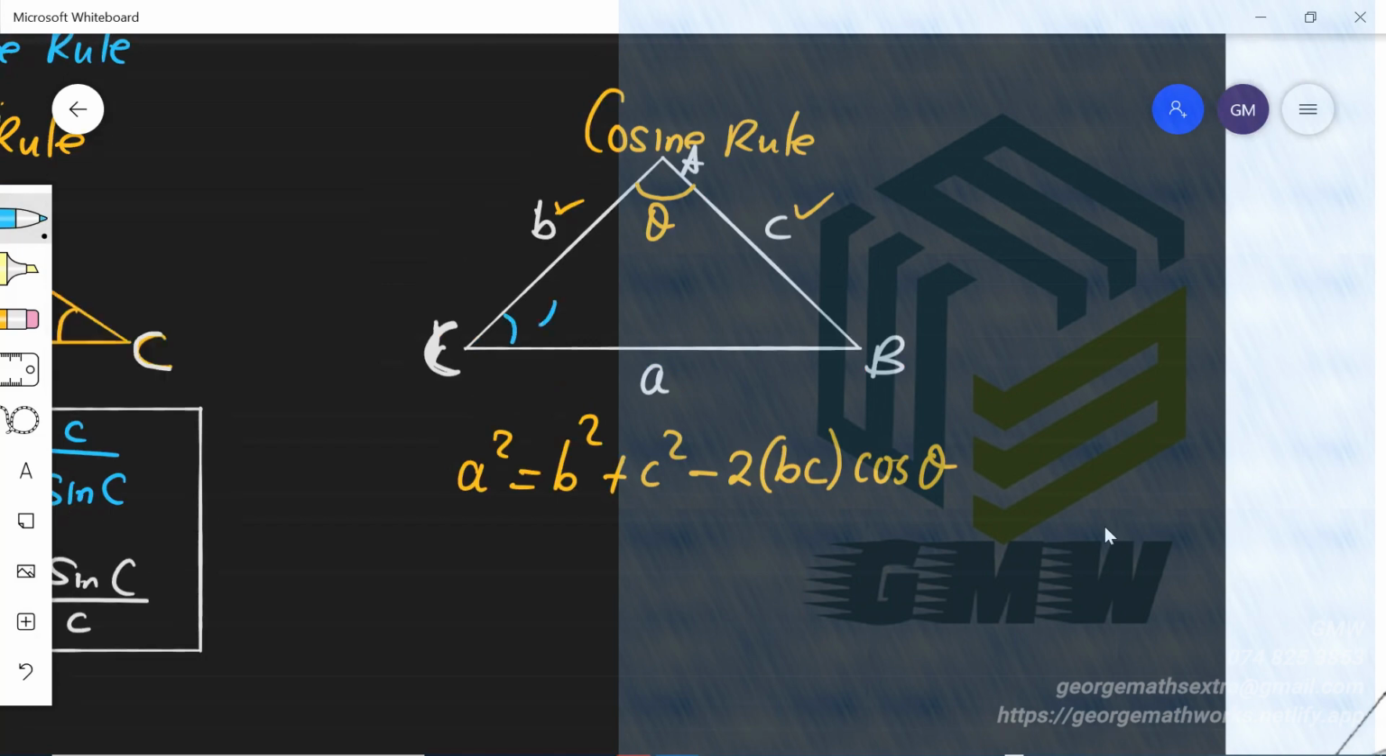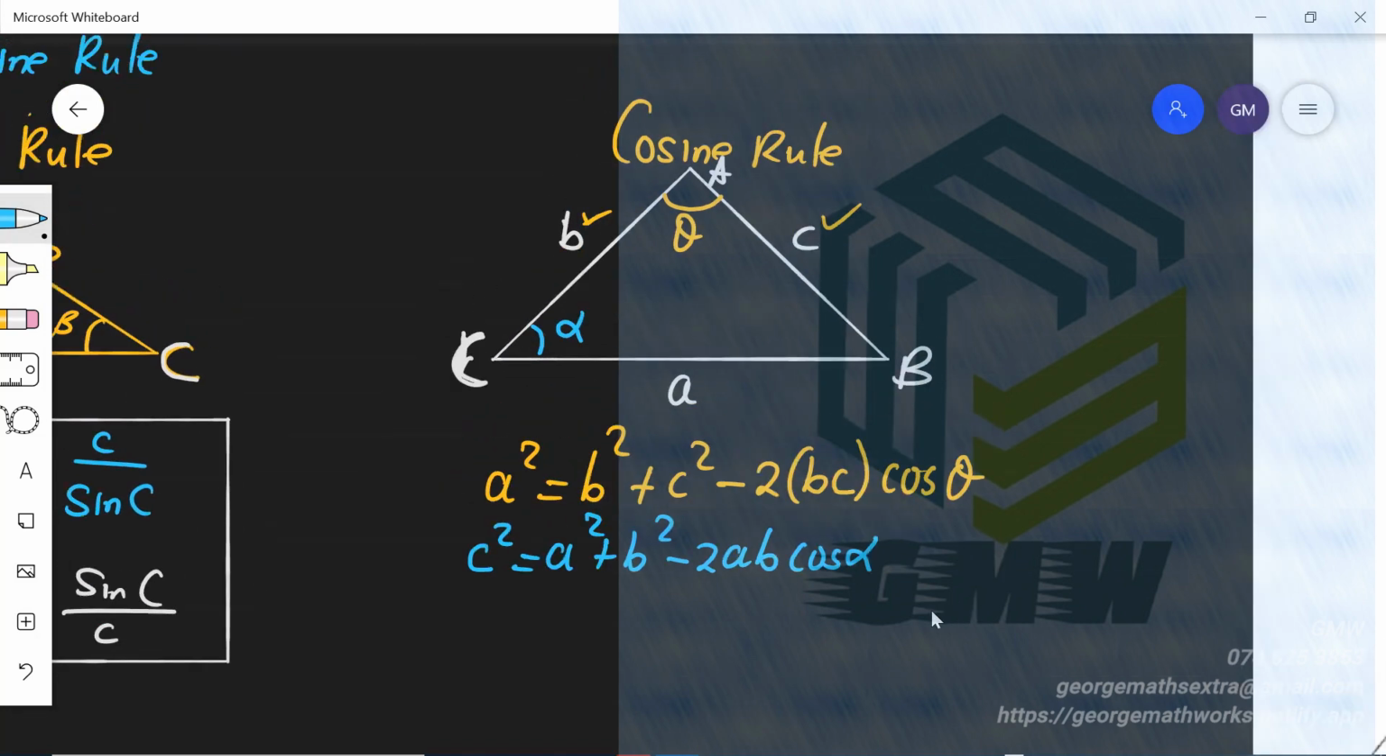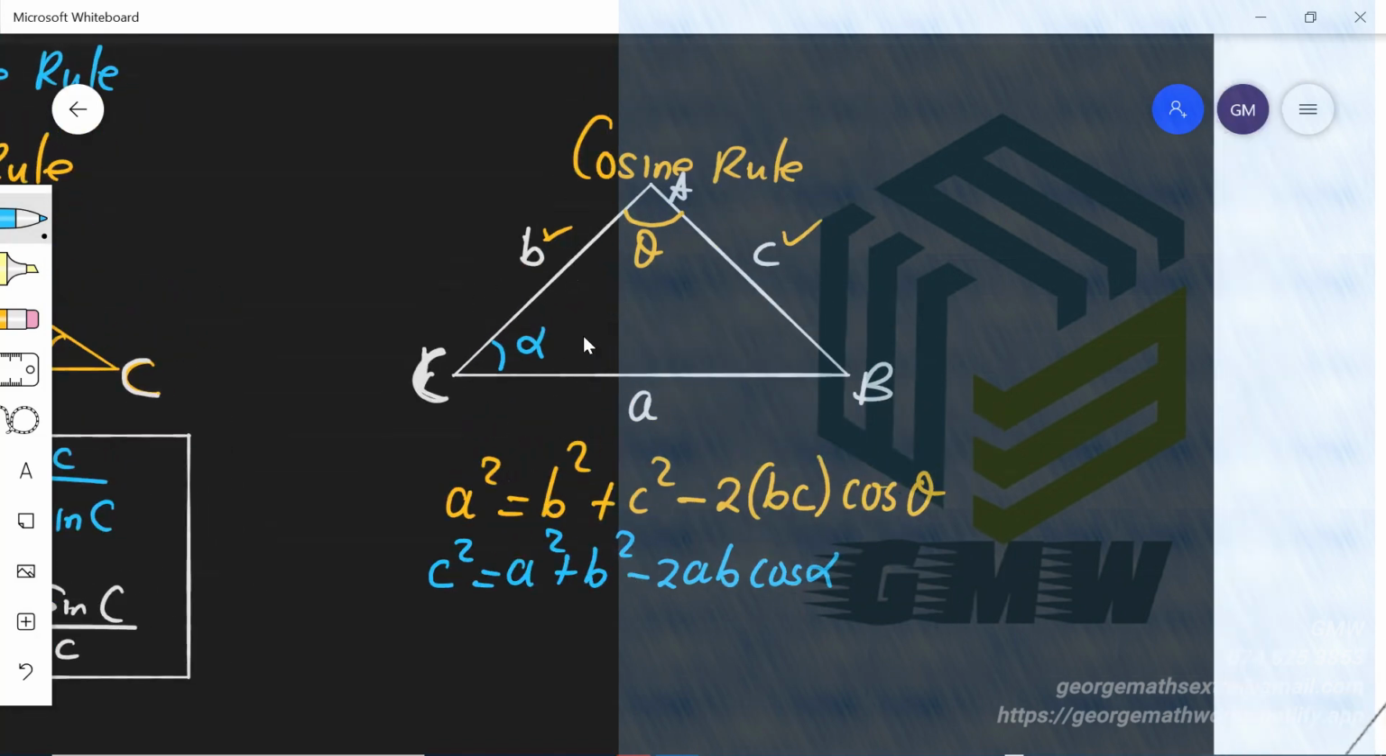But if my angle is alpha, let's say the question gave me this angle, not theta, gave me alpha, then this is important: C squared is equal to A squared plus B squared minus 2AB, then cos of alpha. You understand? What is important is the side opposite the angle provided is always the one on the left-hand side. Then on the right, you find the other sides which are forming the angle.